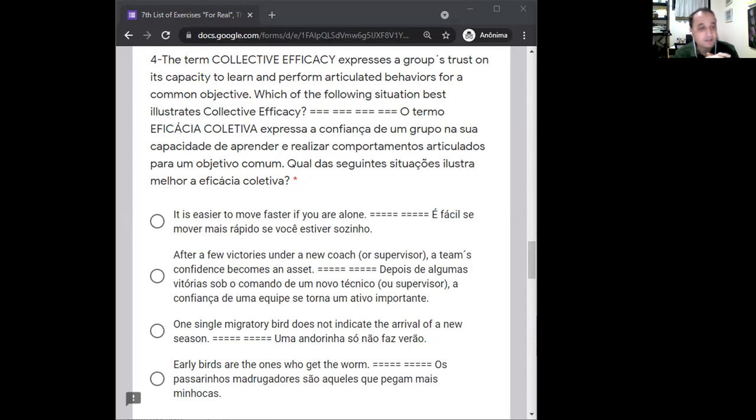The second one says, after a few victories under a new coach or supervisor, a team's confidence becomes an asset.